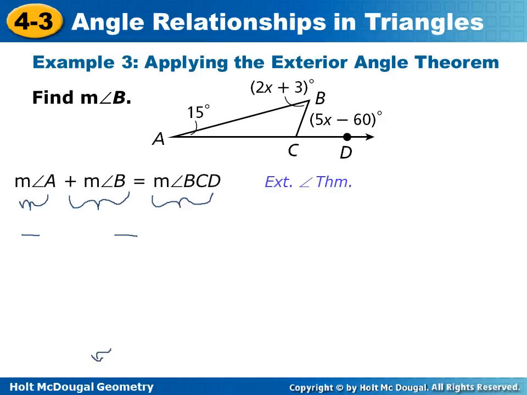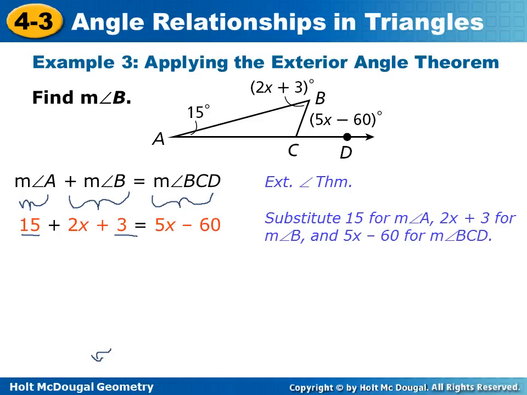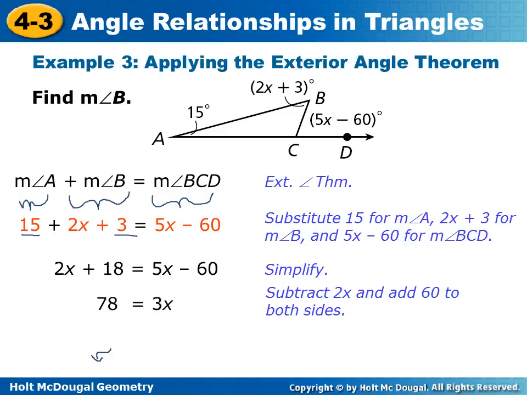Here's our example. We have measure of angle A plus measure of angle B equals measure of angle BCD. So plugging these in, we get this expression where we have 15 for measure of angle A, measure of angle B is equal to 2x plus 3, and measure of angle BCD is 5x minus 60. When we simplify it, we combine 15 and 3 to get 18. Then we subtract 2x and add 60 to both sides, which gives us 3x equals 78, and divide by 3 to get x equal to 26.